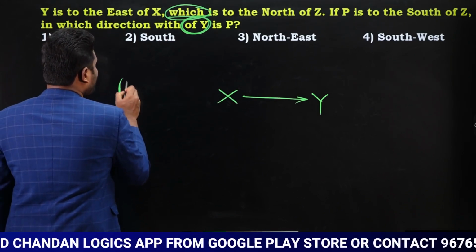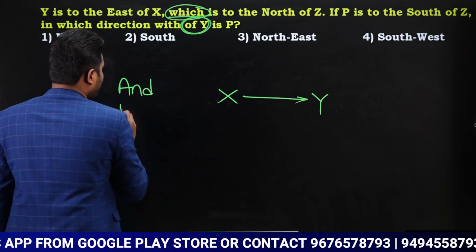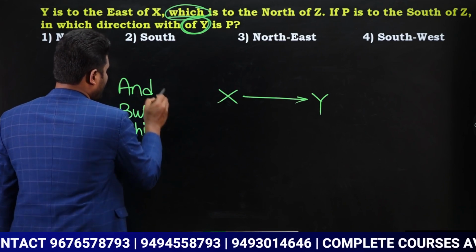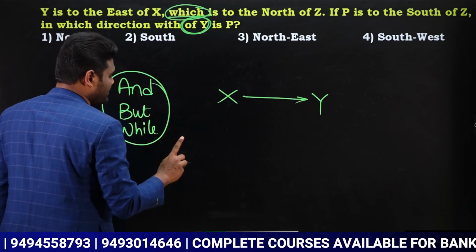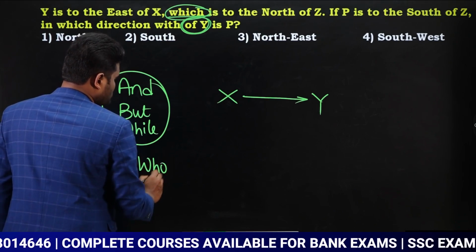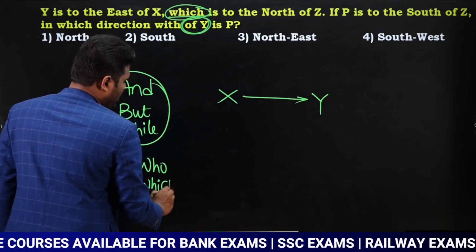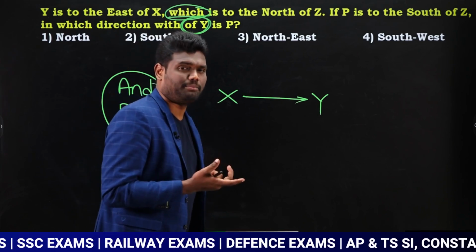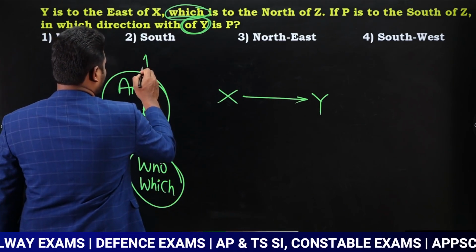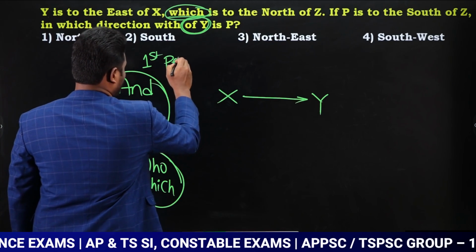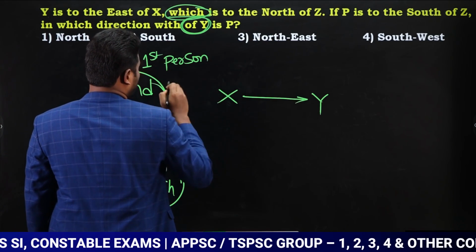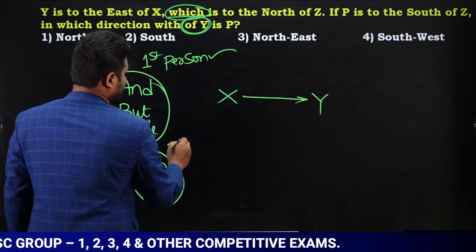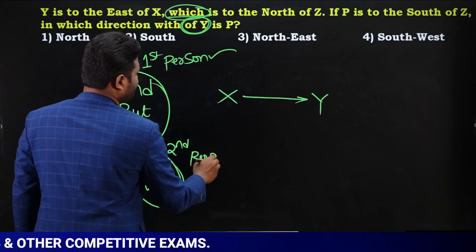Whenever you come across terms like and, but, while, they represent the first person. Whenever you come across who, which, you are supposed to take the preceding person, the second person. So whenever you come across and, but, while, you take it as the first person. Whenever you come across who, which, you take it as the second person or preceding person. Any of them, it is going to be the same.